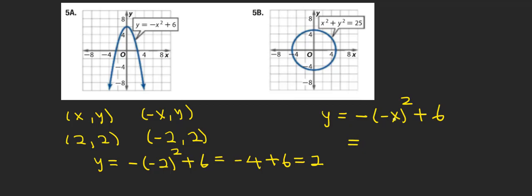Well, when you square negative x, you get x squared, and that negative is already outside. So I still get y equals negative x squared plus 6. So we just showed that this graph is symmetric with respect to the y-axis. Let's take a look at this example.